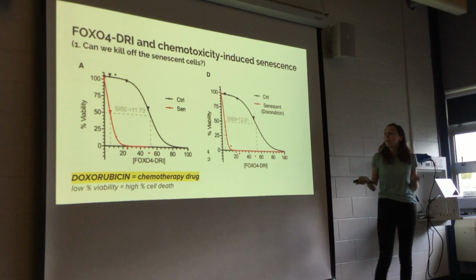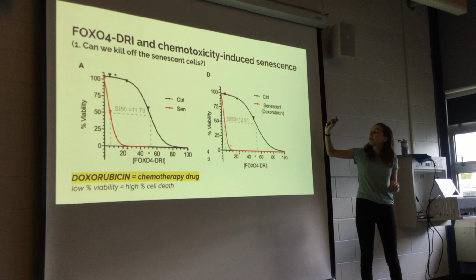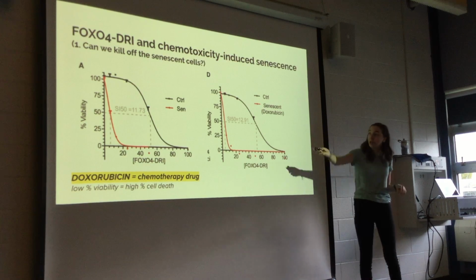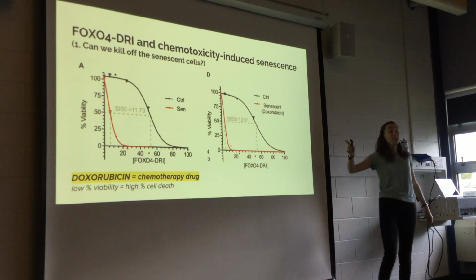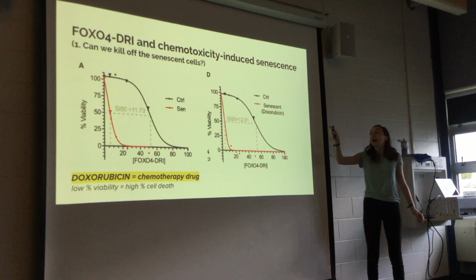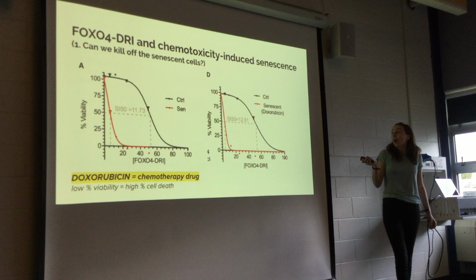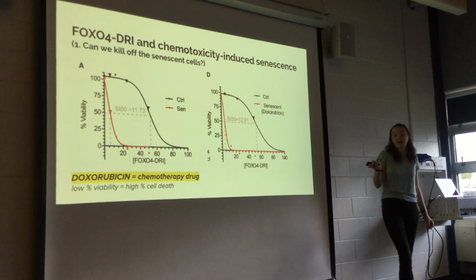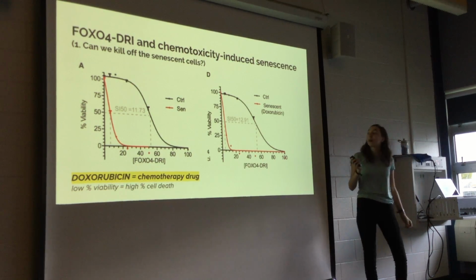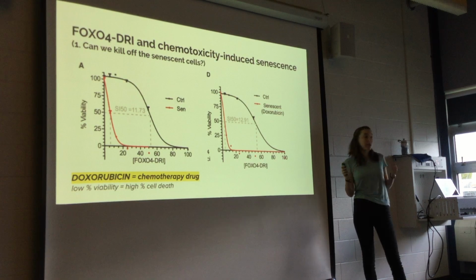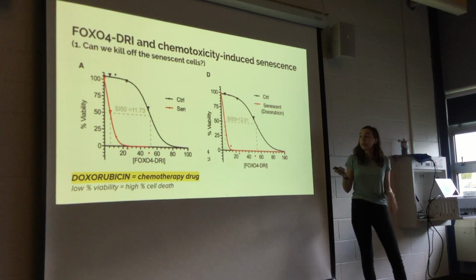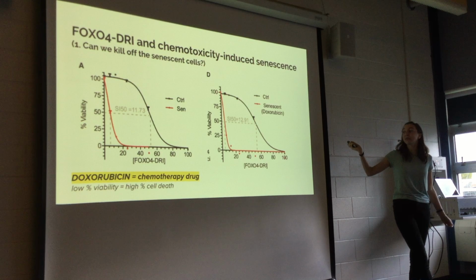chemotoxicity-induced senescent cells? They compared senescent cells that are naturally aged, which is the first graph A, to senescent cells that are senescent because of doxorubicin, which is a chemotherapy drug. And they, again, were looking at percent viability, and you want the number to be lower because this means more cell death, which is the goal. So what do you notice about these two graphs?